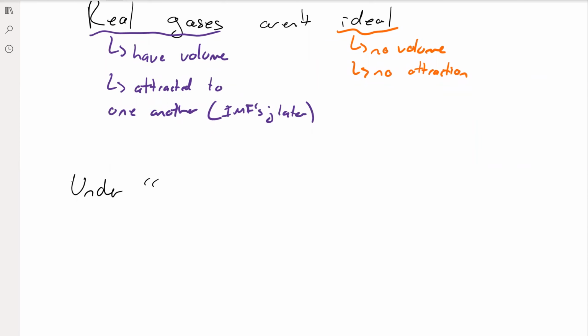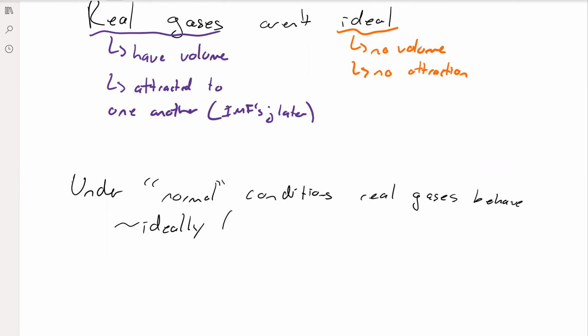So remember, under normal conditions, real gases behave approximately ideally. And normal conditions mean low pressures and high temperatures.